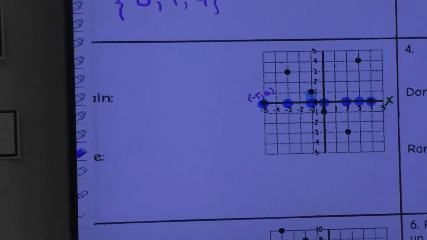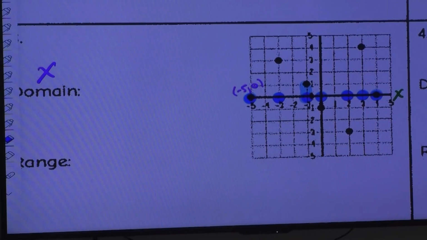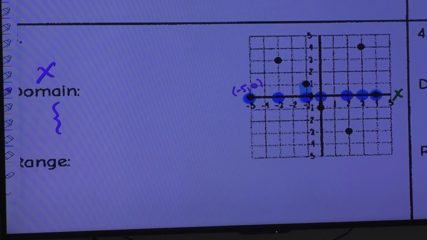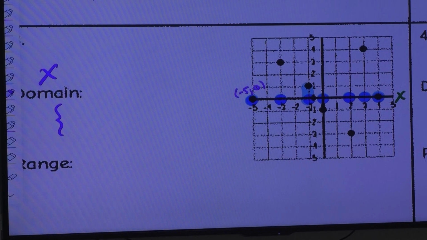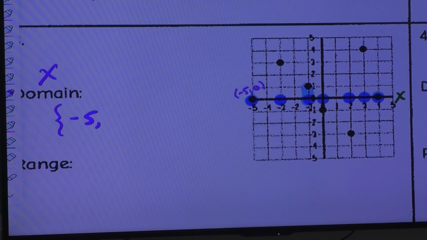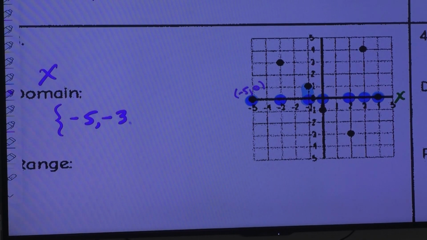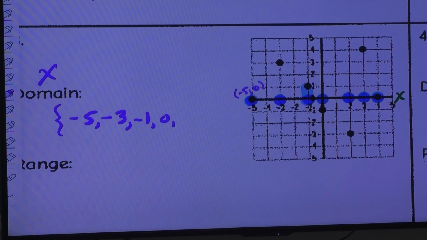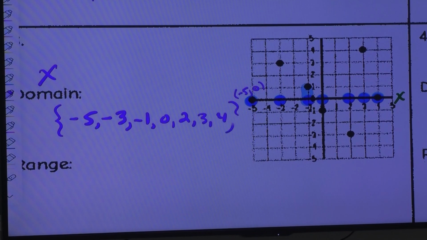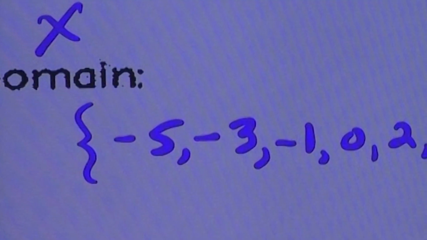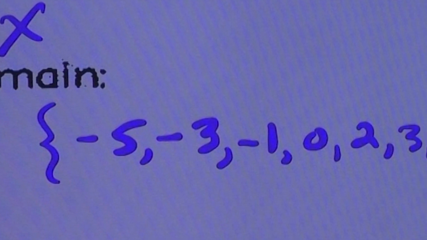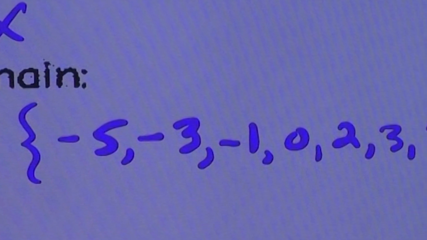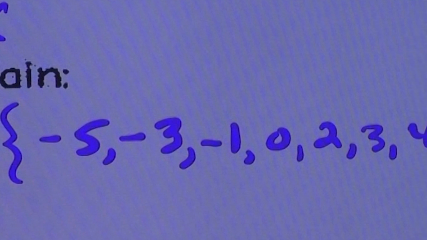So what is my domain? I would put my set braces and list all the values that is part of the domain in this relation. So this would be, always check me, -5, -3, -1, 0, 2, 3, and 4. And again, there's so many ways. Just pick a way that you're going to be successful at, especially when you're trying to be careful and just work with detail for this.